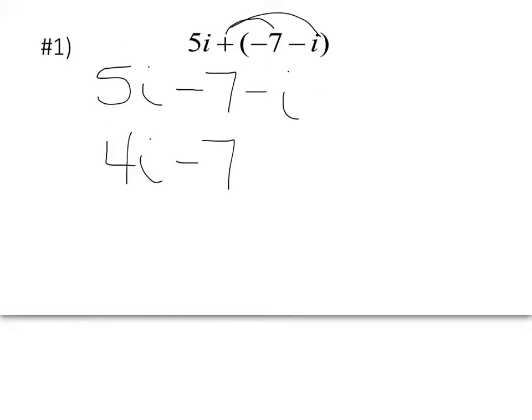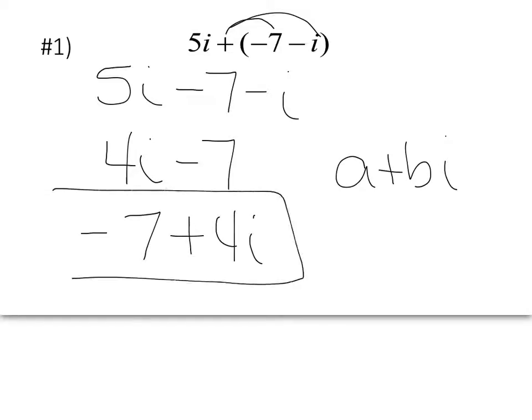And remember, they want it in the form a plus bi, which I failed miserably at on the first video, but we will fix that now. So it becomes -7 plus 4i. Be very careful. The sign goes with the number. So here it's -7, here it's -7, here it's positive 4i, here it's positive 4i.